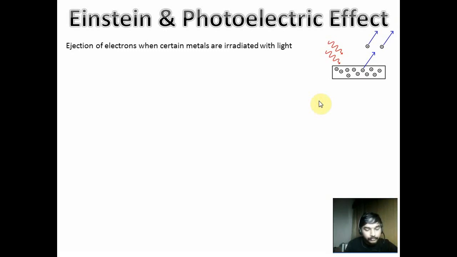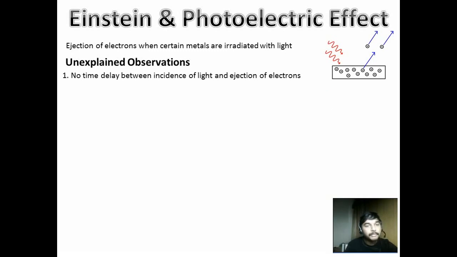Of course, people did experiments on this. There were a few observations, and many of the observations were unexplained. The one observation was that there was no time delay between the incidence of light and the ejection of electrons. So as soon as the light was irradiated on this, the electrons started to fly off. This is a problem because, of course, the metal need not get heated. So the ejection of the electron happened because of light and not because of heat, and nobody knew how.